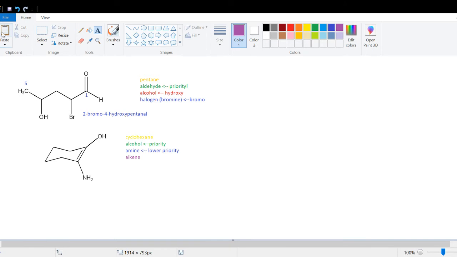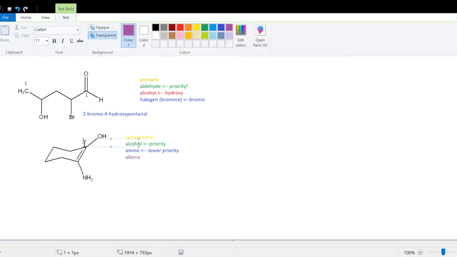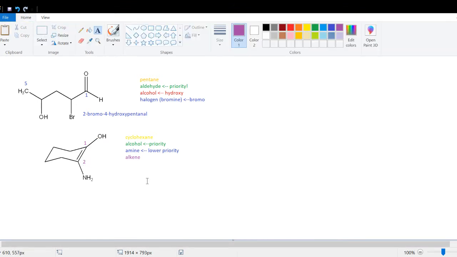So I need to number it in a way. Before we said we just need to number it so everything has the lowest possible number, right? But now we know, because in this case you could number it either way, and the numbers would be 1, 1, and 2, or 1, 1, and 2. So we need to number it so the highest priority group has the lowest possible number, which would put the hydroxyl group at carbon 1 and the amine at carbon 2, going around in a clockwise manner around the cyclohexane.